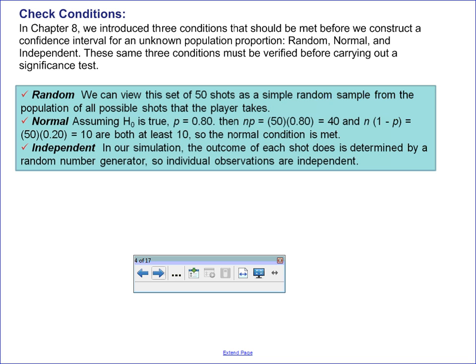The next thing is we have to check the conditions for the test. All our theory for calculating the p-value is based off of a normal distribution. The sampling distribution has to be approximately normal. And so how do we check normality?